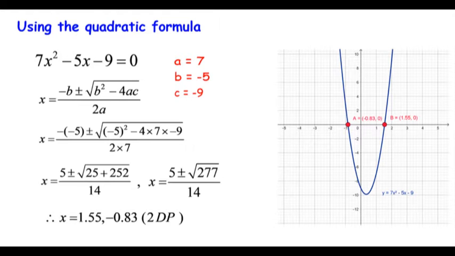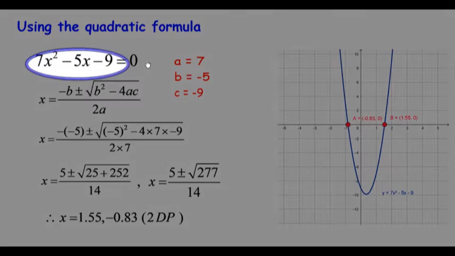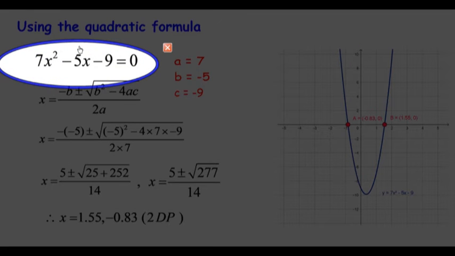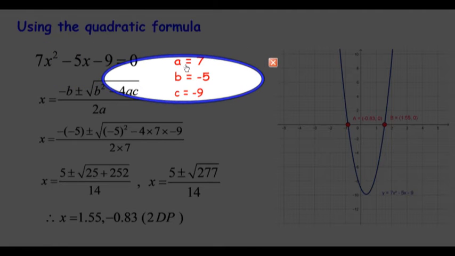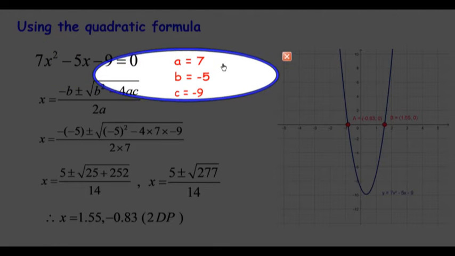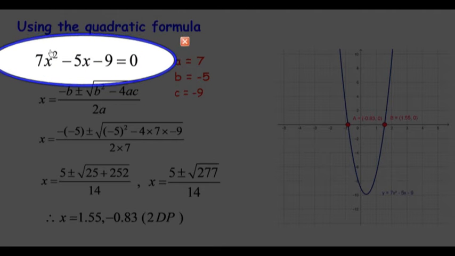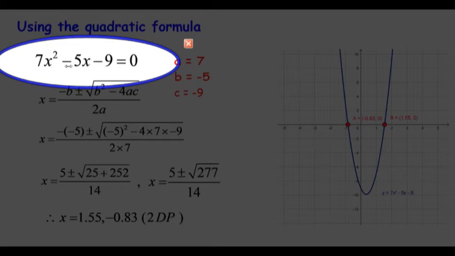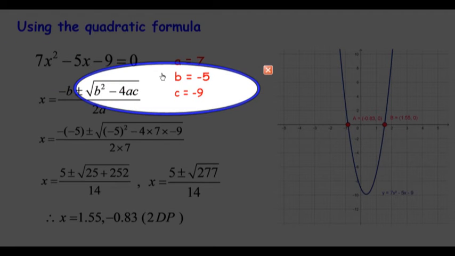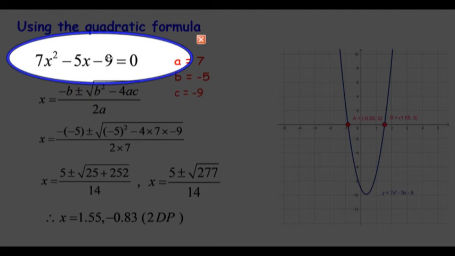Now, you can see here the equation we're going to try and solve: 7x squared minus 5x minus 9 equals 0. The first thing I always do is go off to the side somewhere and write down what a, b, and c are. A is 7, the coefficient of x squared. B is minus 5, the coefficient of x. And c is negative 9, the constant. So we're trying to find the x values which make this expression 0.